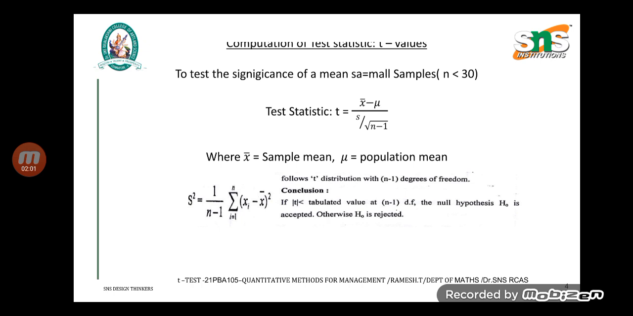Why is it so? There are n data, and one is fixed by the mean, so the degrees of freedom is n minus 1. So we conclude that if the t value is less than the tabulated value at n minus 1 degrees of freedom, the null hypothesis is accepted. Otherwise, it is rejected.